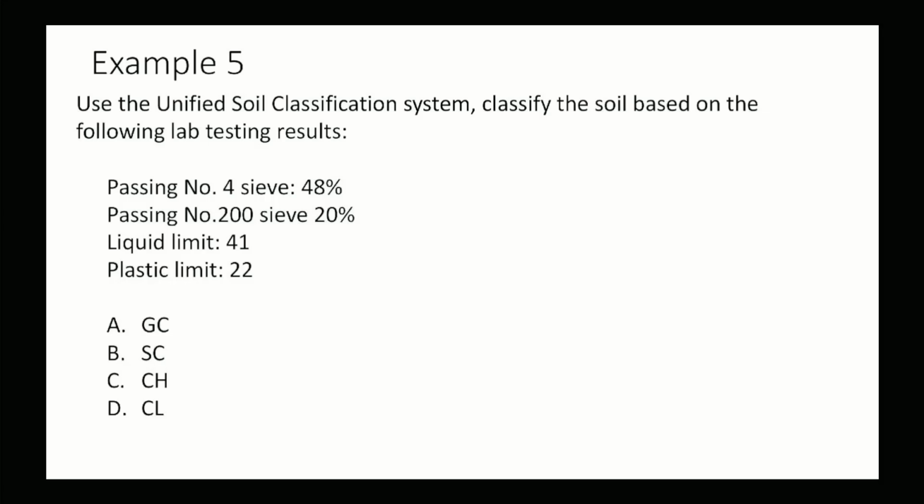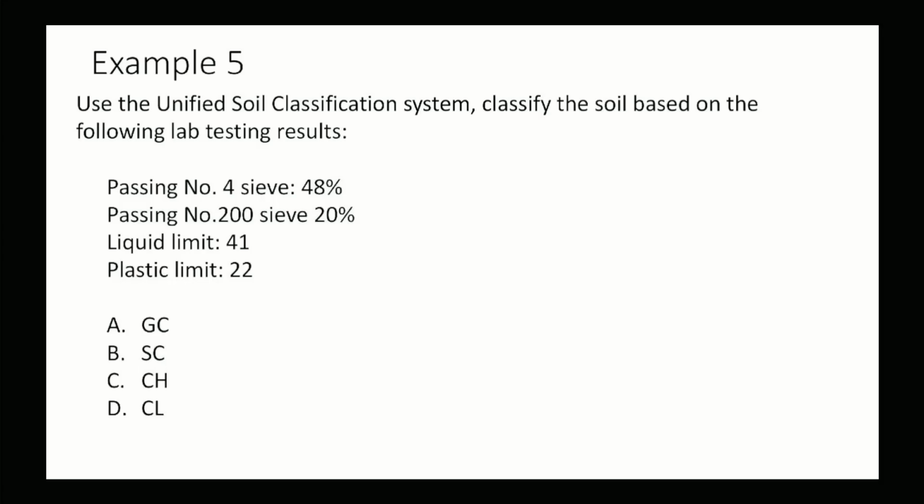Let's look at example number 5. Use the USCS system, classify the soil based on the following lab testing results. We know 48% passing number 4, 20% passing number 200. The liquid limit is 41. The plastic limit is 22. As usual, probably pause the video and take about 2 minutes and work on the problem, and we'll be back.